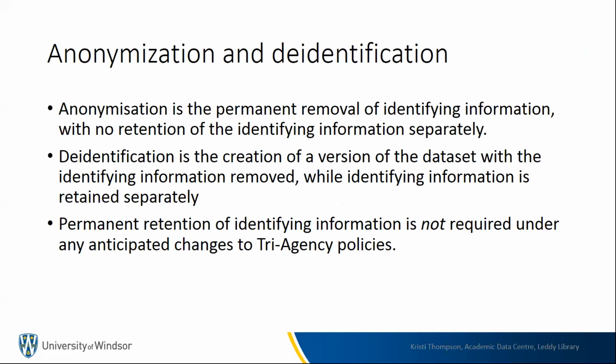Anonymization is the word used for the permanent removal of identifying information with no retention of the identifying information separately. So if you have a data set, you take anything in it that could possibly be used to identify one of the people in the data set and remove it permanently, completely gone, can't get it back, that's it. De-identification is the creation of a version of the data set with the identifying information removed, while identifying information is retained separately. And generally, there will be some form of linkage, or you can revert to the original data set.